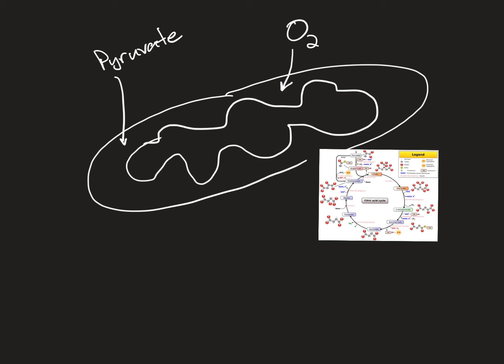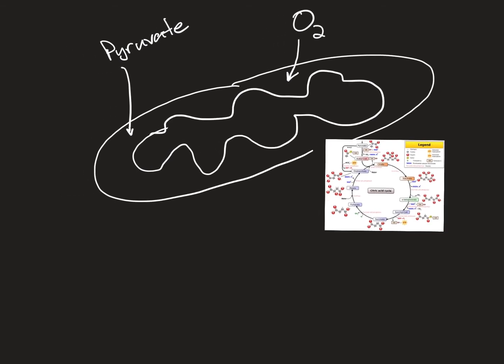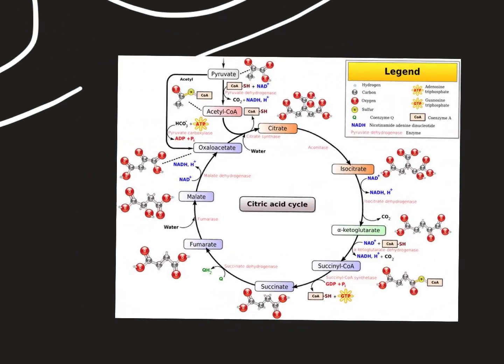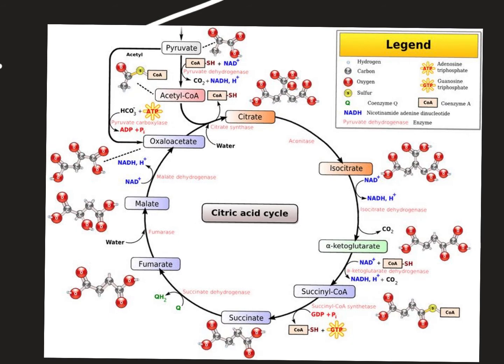Oxygen is not needed in the first thing that happens to pyruvate. As soon as pyruvate enters, let's take a look at what happens. As soon as it enters the mitochondria, this is what's happening in the intermembrane space. Pyruvate's going to quickly be turned, using CoA, into acetyl-CoA. So pyruvate is turned into acetyl-CoA as soon as you add CoA to it.